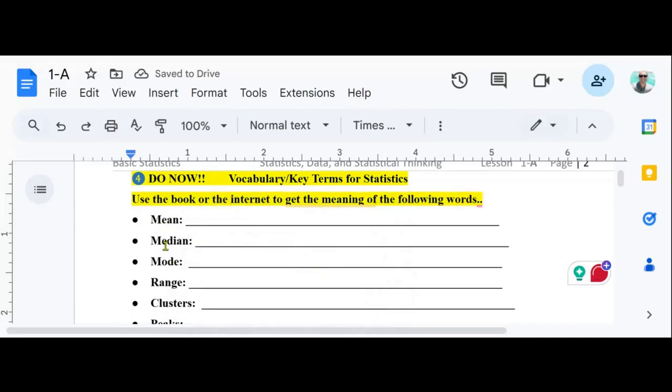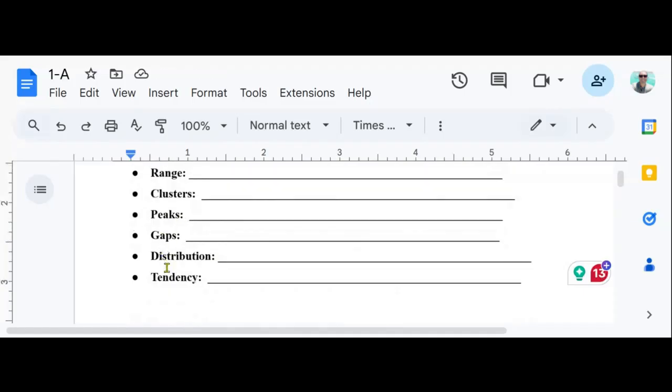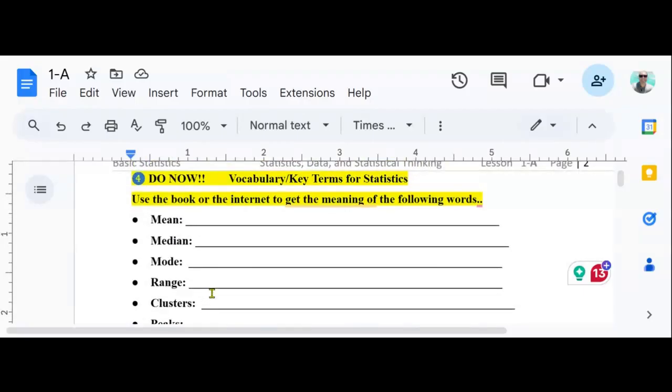So the first word is mean, second median, mode, range, cluster, peaks, gaps, distribution, tendency. I will give you 3-4 minutes. Try to find a few words on your own. You have your mobile, you have your iPad, you have your computer. Try to find some words, okay? This is for chapter 1 only. Using AI, it's okay. Doesn't matter.